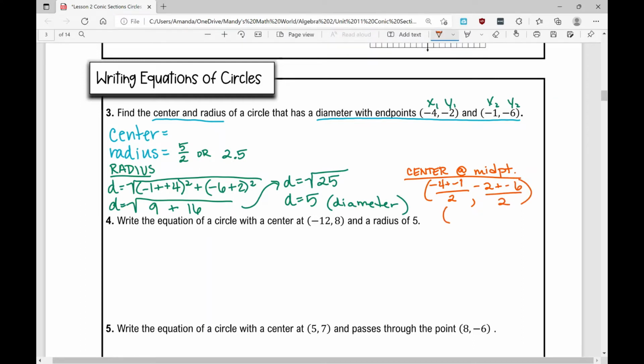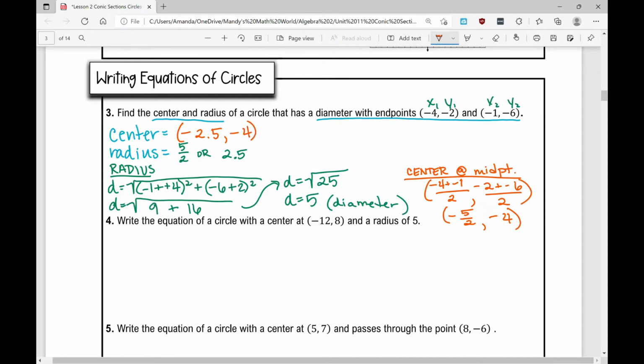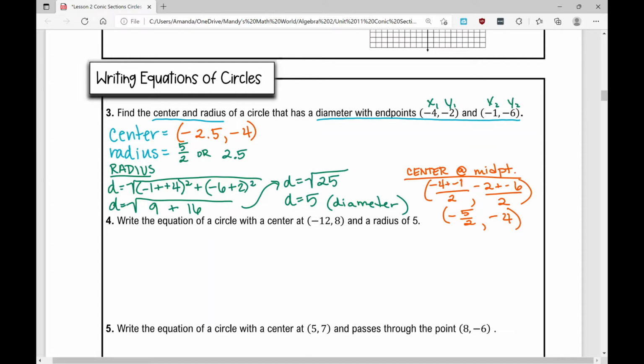Negative 4 plus negative 1 is negative 5. Negative 5 over 2 is negative 5 over 2, or negative 2.5. Negative 2 plus negative 6 is negative 8. Negative 8 divided by 2 is negative 4. So the center point for this circle is negative 2.5, negative 4. So that's all we needed to do for this example number 3, find the center and the radius. I used the distance formula to find the radius, and I used the midpoint formula to find the center of the circle.